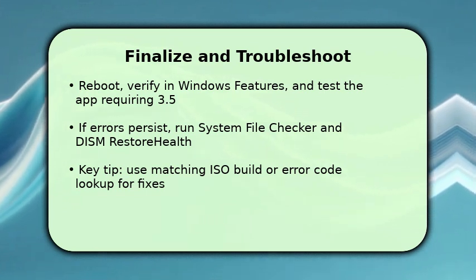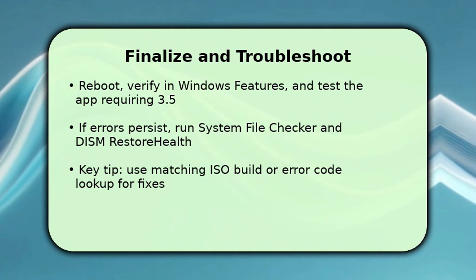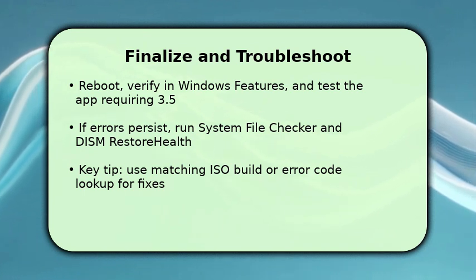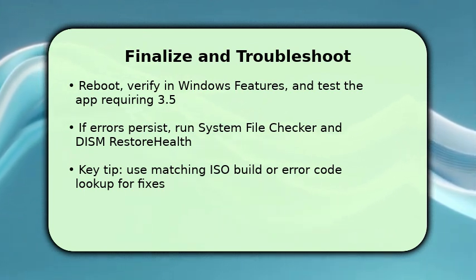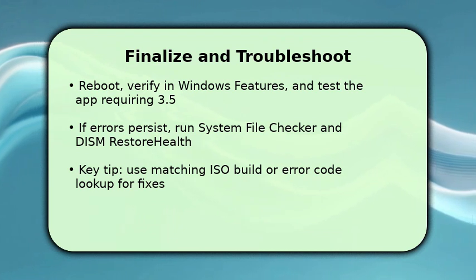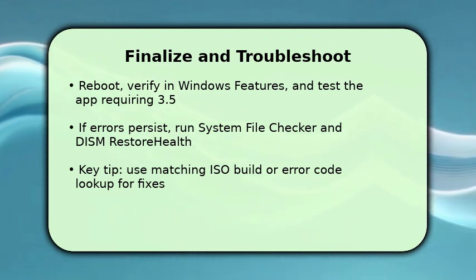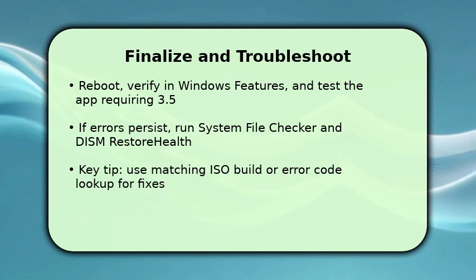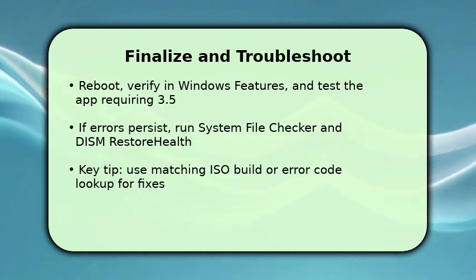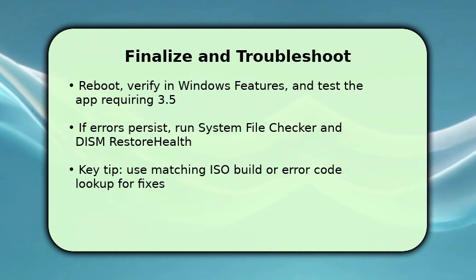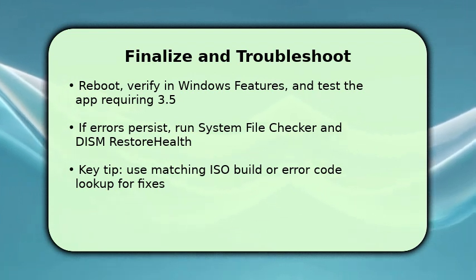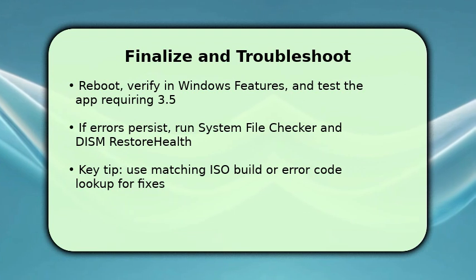If installation fails, run sfc /scannow and dism /online /cleanup-image /restorehealth to repair corruption, then retry with the local source. Make sure the ISO build exactly matches your installed Windows version. That mismatch is the most common culprit. If you get an explicit error code, note it and retry with a matching source or alternate install media.